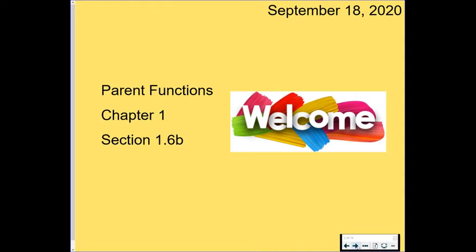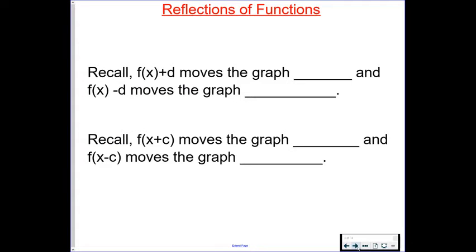We're going to go ahead and continue what we talked about yesterday with transformations of functions. This is section 1.6b, so continuation of 1.6. Remember, these notes are on Canvas. If you want to print them off, you should have also received a copy of them in class on Tuesday, so you have a copy to follow along.